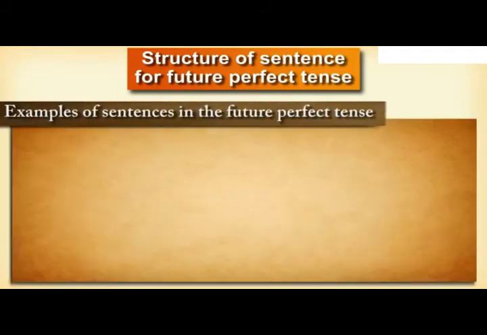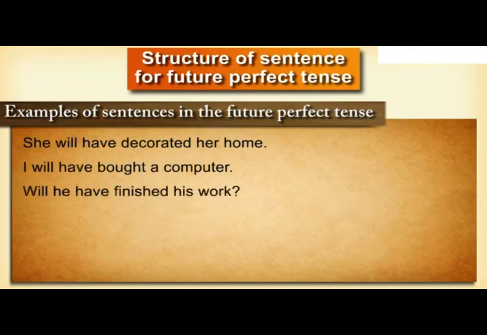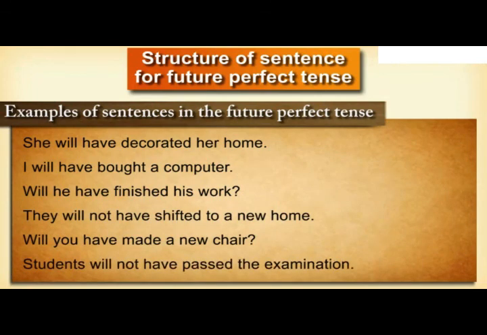Here are some more examples of sentences in the future perfect tense. She will have decorated her home. I will have bought a computer. Will he have finished his work? They will not have shifted to a new home. Will you have made a new chair? Students will not have passed the examination.